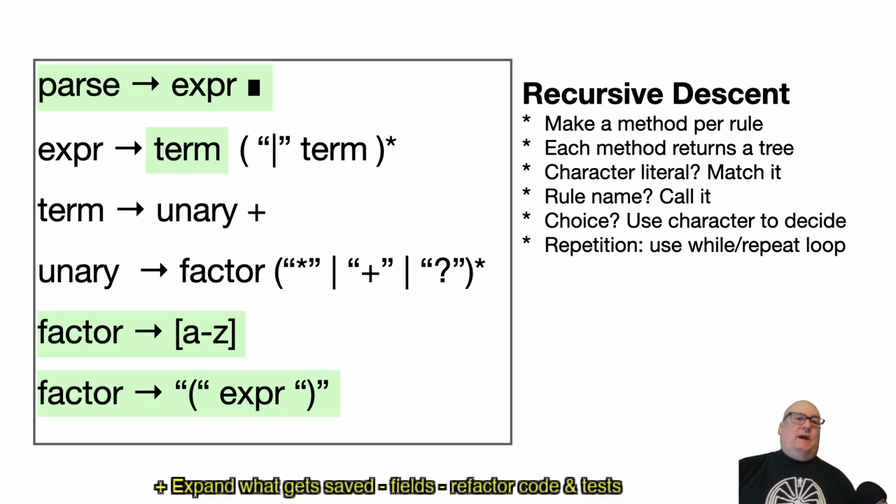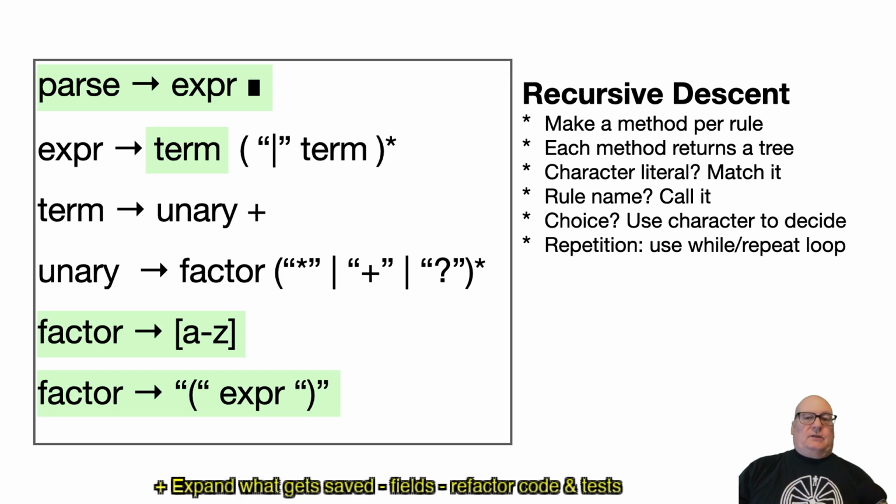Where we are, we have a grammar for our regular expressions. If you have questions on the grammar or whatever, let me know. But basically I took an ambiguous grammar that defines what to do, but it relies on the intuition about how to match things up and stuff. Instead, I have a grammar that's useful for recursive descent parsing. And basically, the process is you make a method per rule. So there's going to be a parse function, an expression function, a term function, a unary function, a factor. Each one's going to return a tree, so a parse tree.